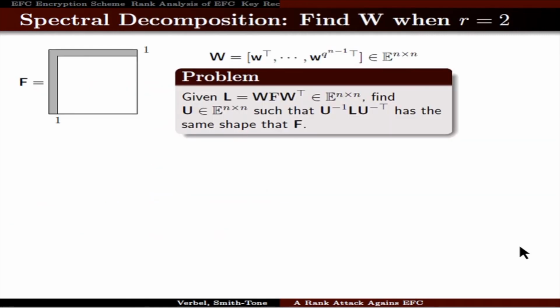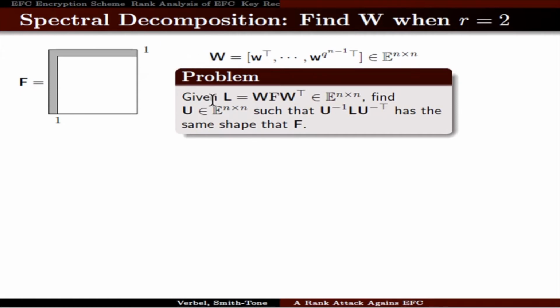And what's the problem here? The problem here is the following. You have a matrix F that has this shape. It's just one row that is not zero, which is the first row, and you have one column that is not zero, that is the first column.